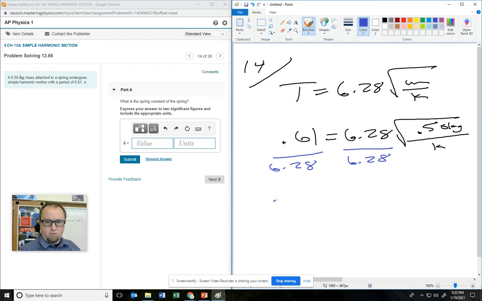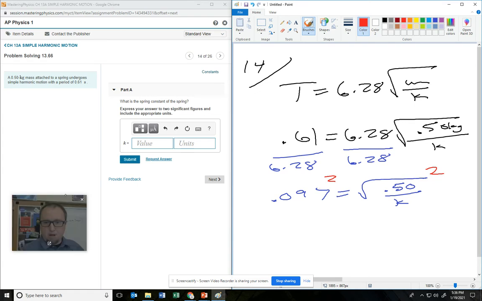Okay, I get 0.097 equals the square root of 0.50 over k. Now, the next thing I have, I'm going to change my color for my next step. I need to square this thing. Okay, so I'm going to square that. I get even a smaller number. Okay, I get 0.0094 equals, now the square root's gone, so 0.50 over k.